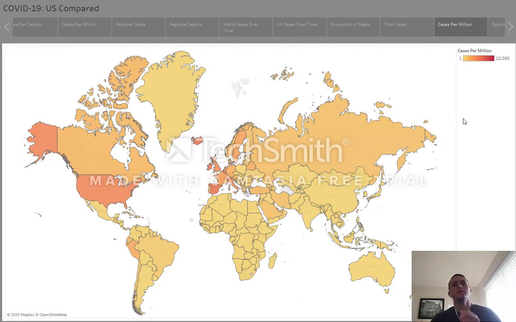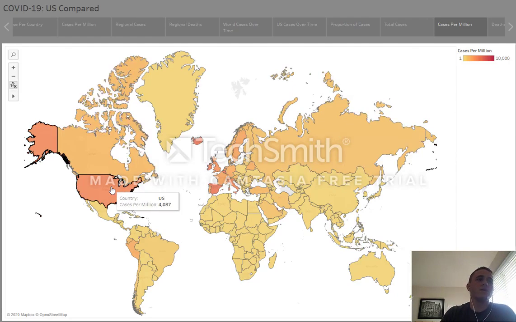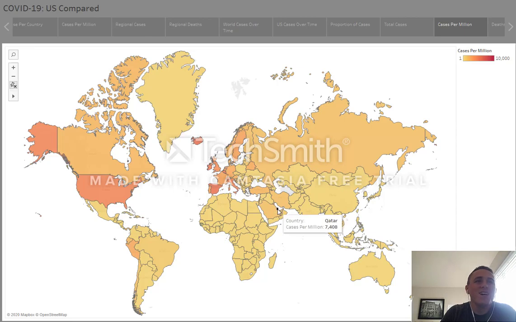All right, next, this one has cases per million. So we can see the colors change a little bit. America's not as dark on this map as it was on the other one, and we see some of the countries that have been hardest hit, like Spain, Italy. You can see tiny Qatar down here. And then some countries that just haven't even been represented on here, such as Turkmenistan or North Korea.